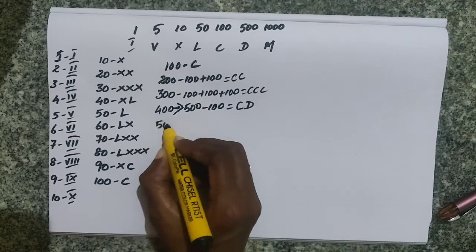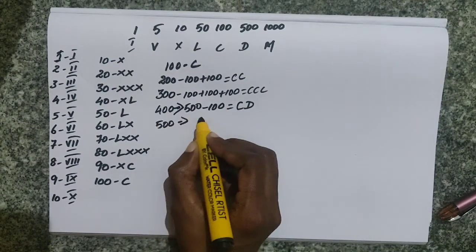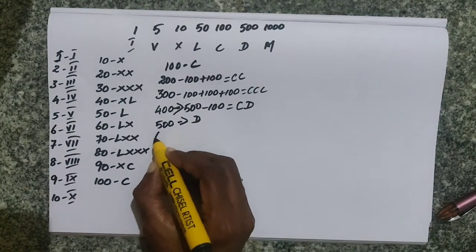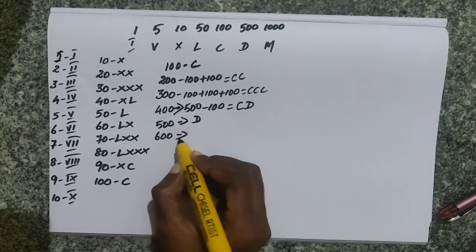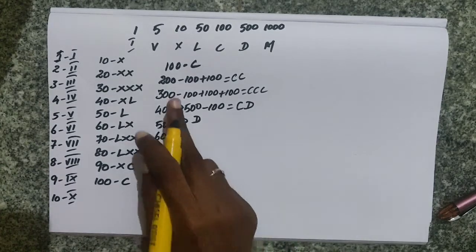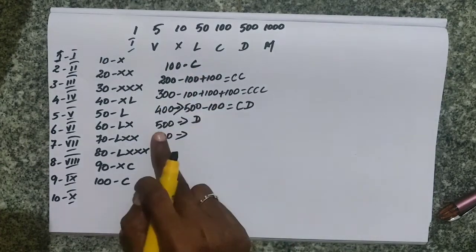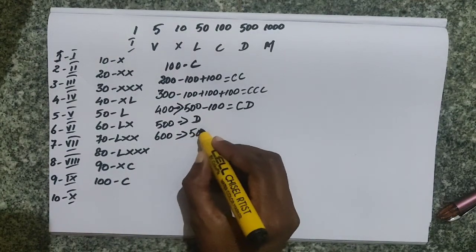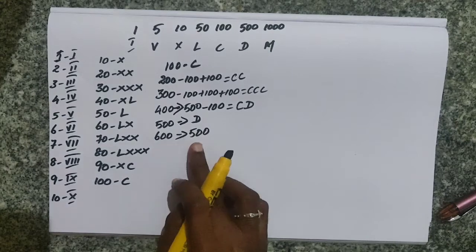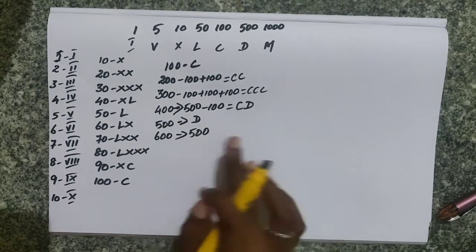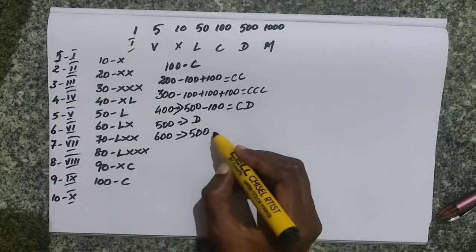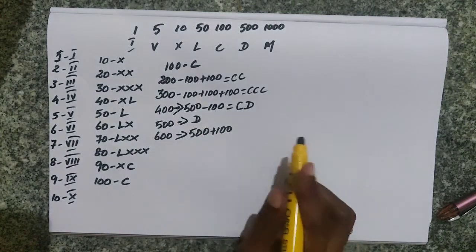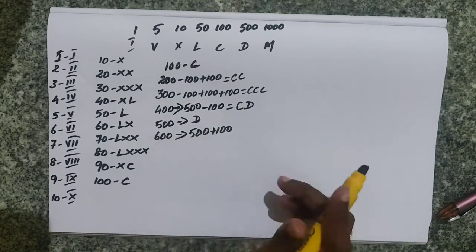Now for 500 you know already it is D. Now for 600, you will not go with 100. Now 500 we have already got, so from 500 only you have to proceed. From 500, if you add 100, 500 plus 100, you will get 600.